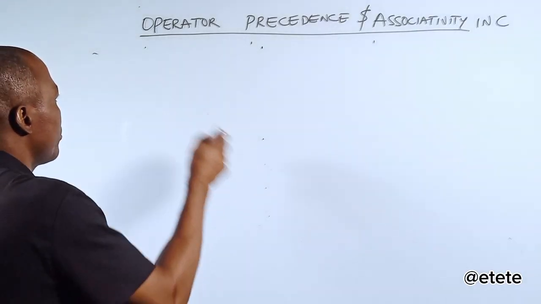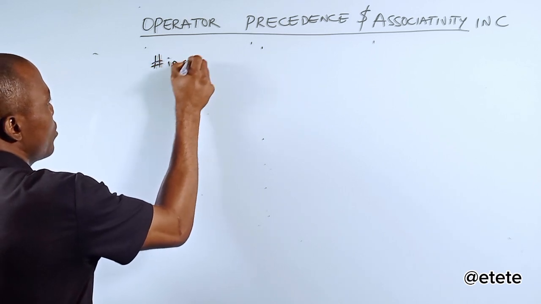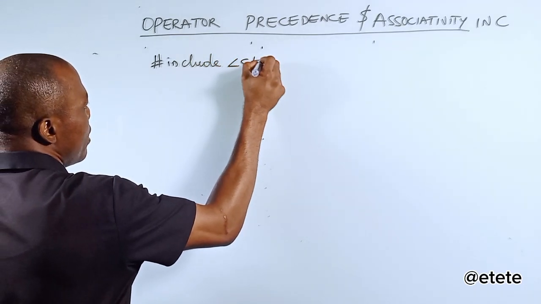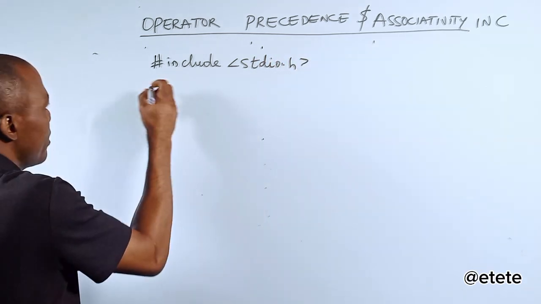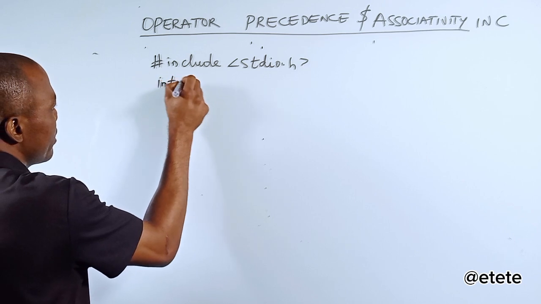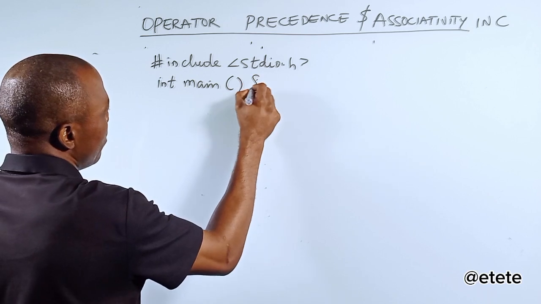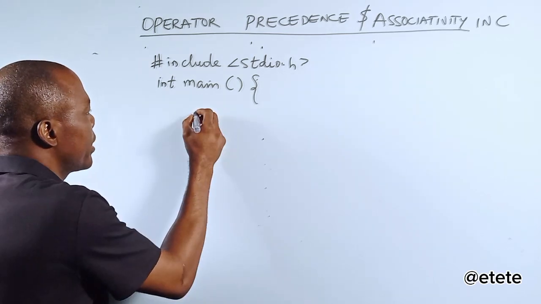So I'm simply going to say include stdio.h. Then here I'll say int main. Then I'll open my bracket. Then I'm going to declare a variable.